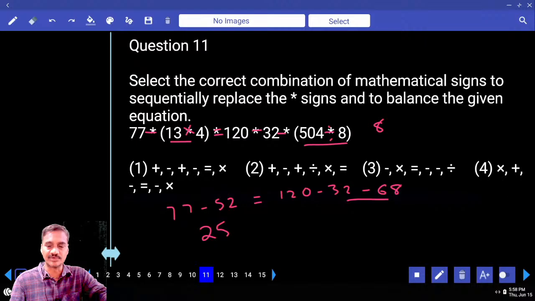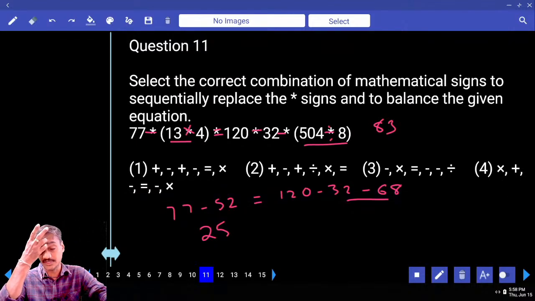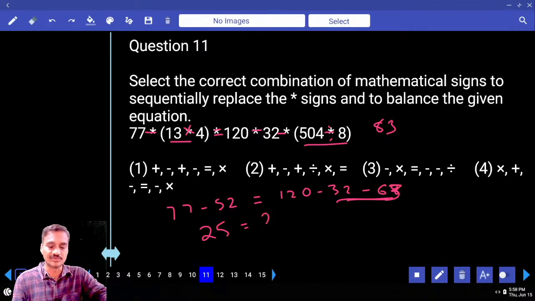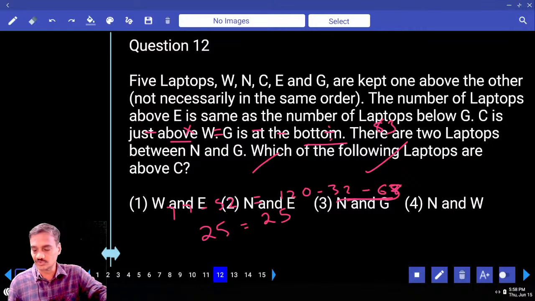8 8s are 64, 504 divided by 8 is 63. 8 7s are 56, 8 6s are 48. Now 63 and 32, what is the sum we have? 95. 120 minus 95 equals 25, and it is choice 2, question number 11. Choice 3. Then next one, question number 12.